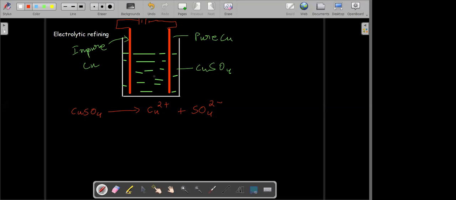Right. So you see here, there are some copper ions. I'll make these copper ions look like these red symbols. So these are the copper ions which are present in the solution. Got it? And the solution also contains some of the sulfate ions.